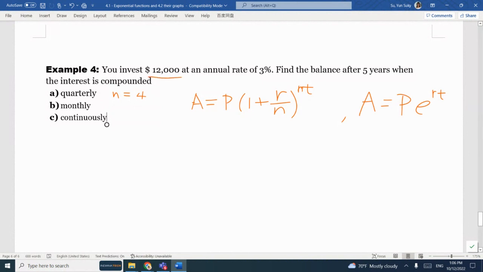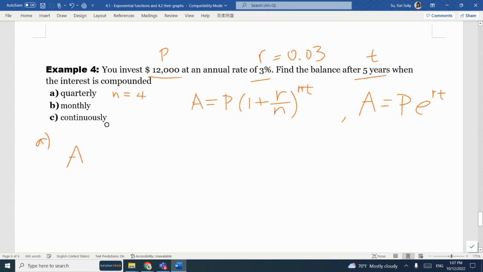So we plug in, right? Invested $12,000, that's the principal, right? And annual interest rate, 3%. Annual interest rate is R. R is 3%. By the way, what's 3%? 0.03. Yes, very good. Find the balance after 5 years. So 5 years, that's the time, right? Now we have all the information.